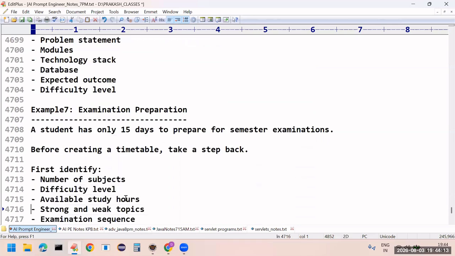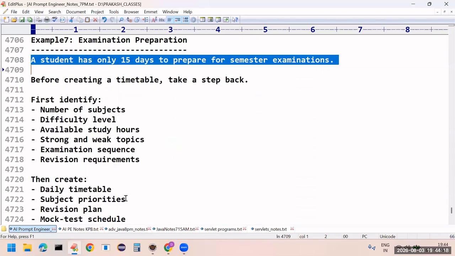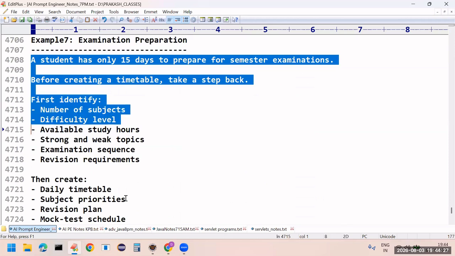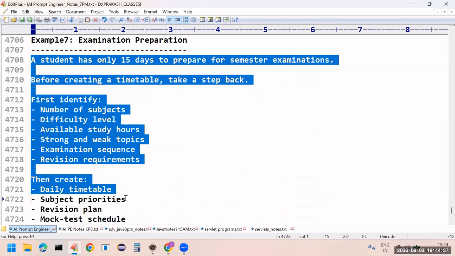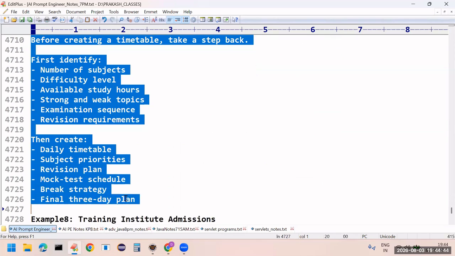Yes. Next, examination preparation. Maybe this will be useful for students. A student has only 15 days to prepare for the semester examination. Before creating the timetable, take a step back: number of subjects, difficulty level, available study hours, strong and weak topics, examination sequence, revision requirements. Then create the timetable, subject-wise priorities, revision plan, mock test schedule, break strategy, final 3-day plan.